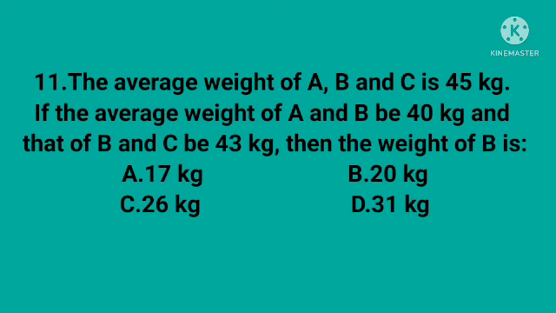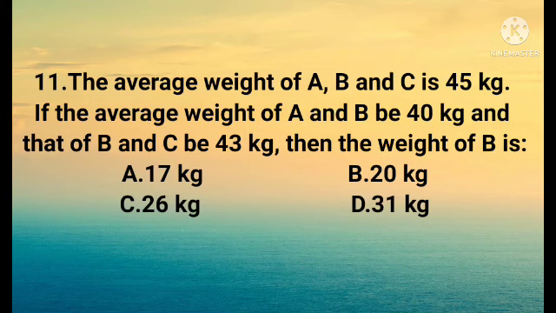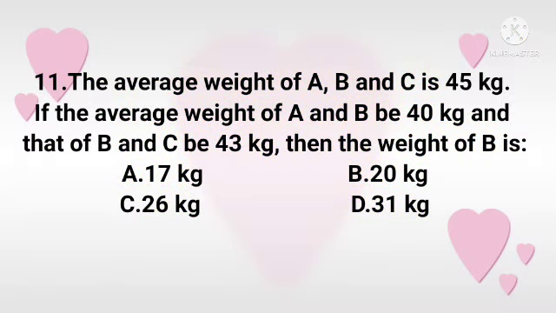ተብለናል። ይሄ እዚህ ጋር የተጠየቀው what is the weight of B ነው። Given that the average of the three weights A, B, and C is 45 kg ተሰጥቶናል። የA and B average 40 kg ተሰጥቶናል። And the average of B and C is 43 kg ተሰጥቶናል። Then the weight of B is how much ነው የተባለ? በዚህ ሰዓት let's equate.